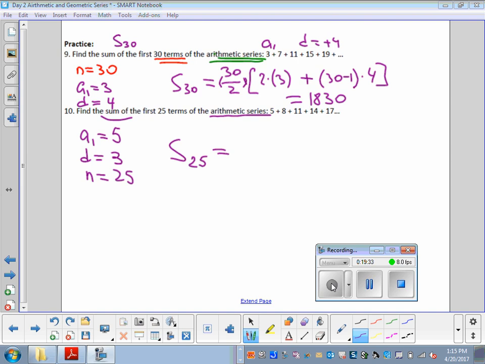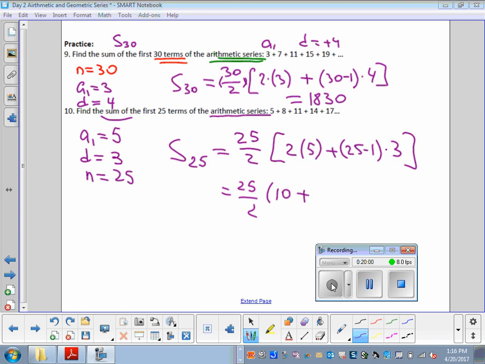So 25 divided by 2, with parentheses if you're entering it into the calculator. So 2 times a1, plus 25 minus 1, times d. 25 divided by 2, and then 10 plus 24 times 3 is 72.